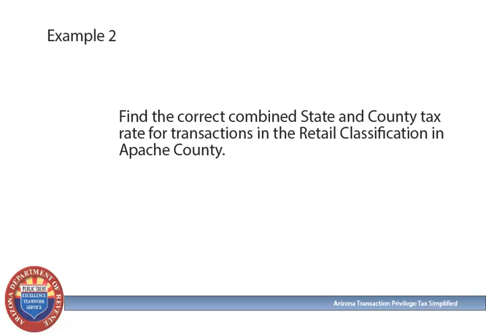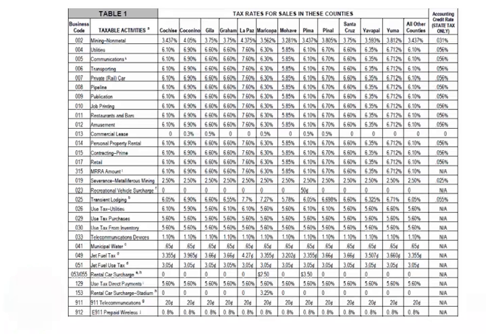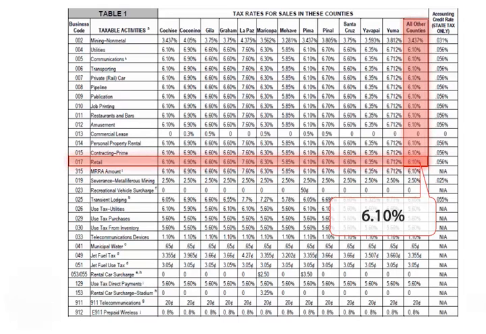Here's one more example to try. This time we need to find the combined state and county rate of tax for a business operating as a retailer in Apache County. You may recall that if the county isn't separately listed, use the All Other Counties column to find the rate. In this case, the rate would be found at the intersection of the retail row and the All Other Counties column. The state and county rate together would be 6.1%.